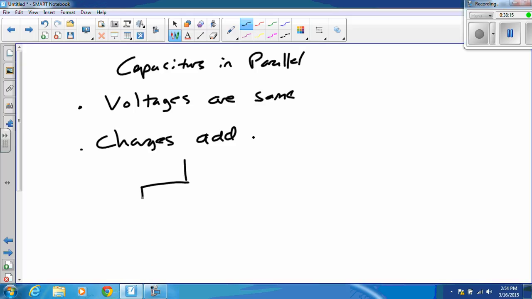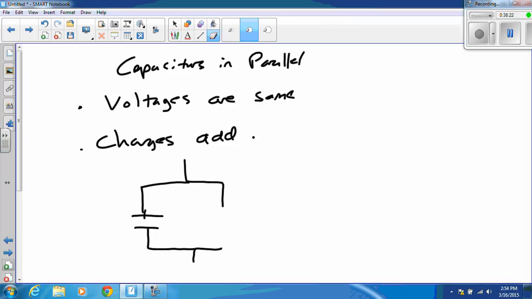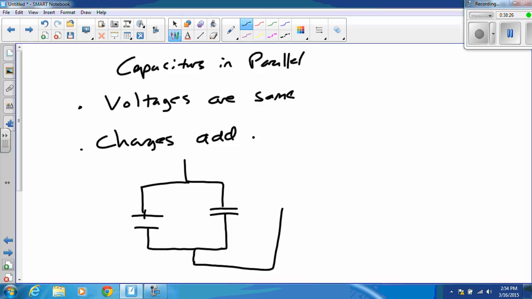And here's why. If I take a look at my two capacitors that are in parallel, and I take my two capacitors in parallel and hook them up to a power supply. Now to do that, I need to hook up my power supply like this, right?